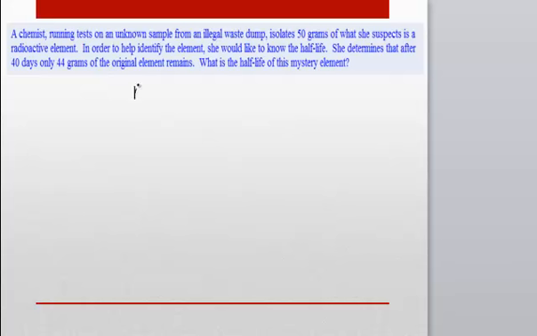Remember that our formula is A of t is equal to the original amount times e to the rt. Well, we need to find out the rate at which this particular substance decays. So we know that after 50 grams was isolated, that was the original amount. 40 days later, only 40 grams were left. That's 50 times e to the r times t, which is 40 days. So divide both sides by 50.